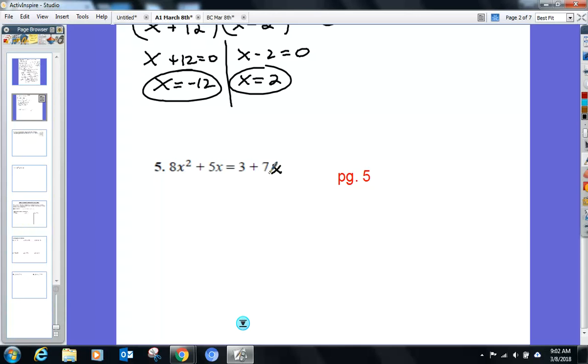All right. Jack, what are you doing here? So I'm going to move the 3 and the 7x onto the other side. All right, good man. I like it. And when you move the 7x over, notice you can combine it with the 5x. All right, a little something new for us.